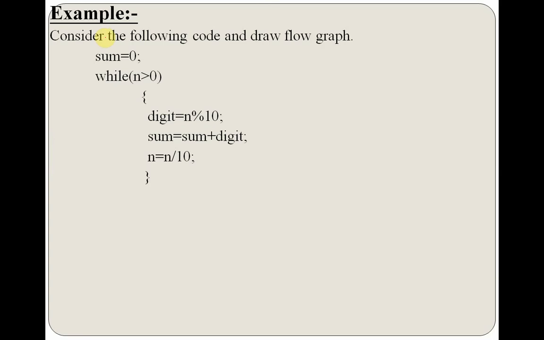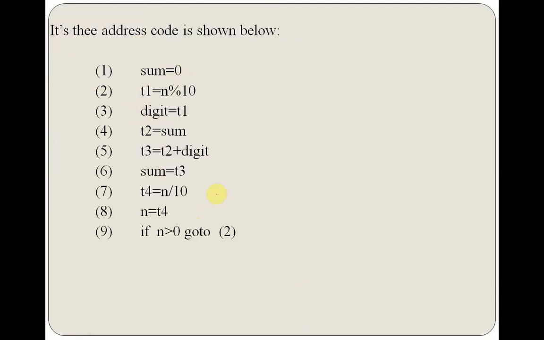For example, take this code and try to construct the flow graph. Before constructing a flow graph, first we have to write the 3 address code for this. So its corresponding 3 address code is: first, sum equal to 0 is going to be calculated, then the condition is verified, and if true then the loop body is going to be executed.